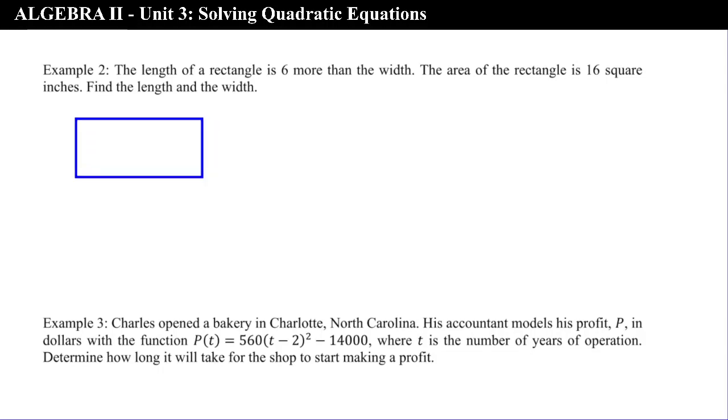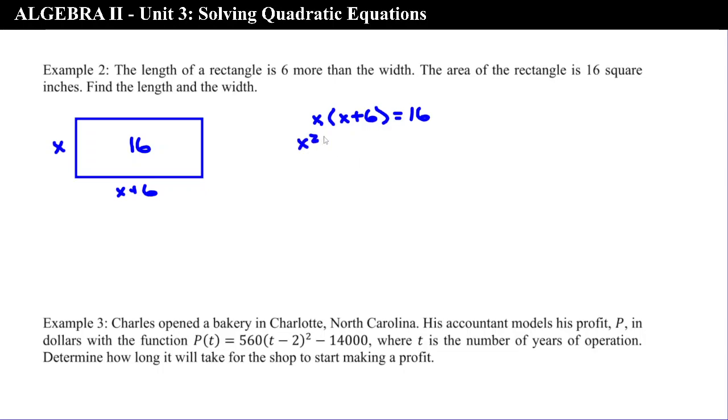So we have a rectangle, and we know that the width is going to be our variable x, because the length is 6 more than that, so we're going to say x plus 6. And then we know our area is 16. So how do we find area? Length times width. So we take our length, multiply it by our width, and that's going to equal our area, which is 16.